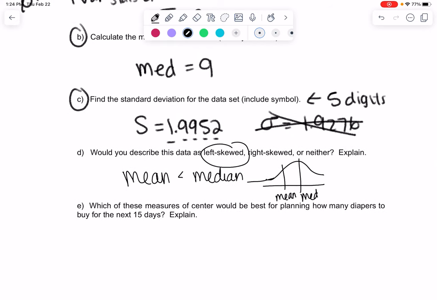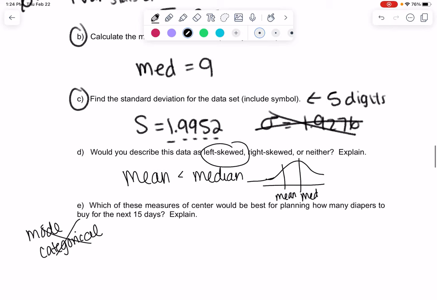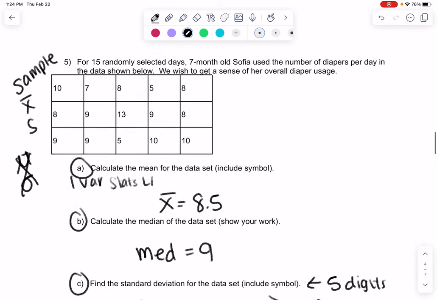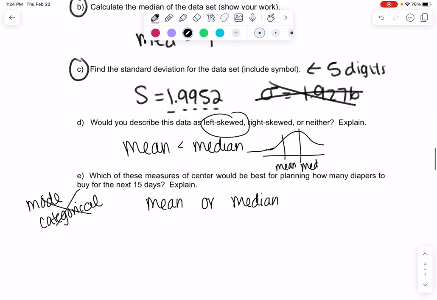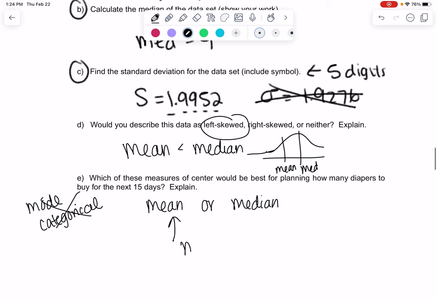And then the last thing is, which measure of center would be best for planning how many more diapers to buy? The mode is really never that useful. Mode is only good for categorical, so that doesn't matter here. We don't have categorical. So we want the mean or median. So the mean is better when the total is important. So do we care about total number of diapers? Absolutely, right? If you want to know how many she's going to use total. So we're going to say the mean because the total is important to us.